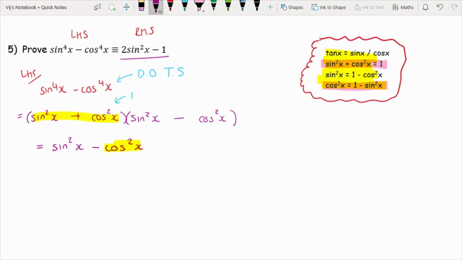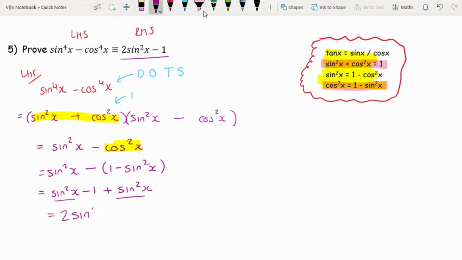There's this trig identity at the bottom. So I know that cos squared x can be written as 1 minus sine squared x. Now if I expand the brackets out, I get sine squared x minus 1 plus sine squared x, which I can then combine to get 2 sine squared x minus 1. This gives me the right hand side, and I've then proved what I've been asked to prove.